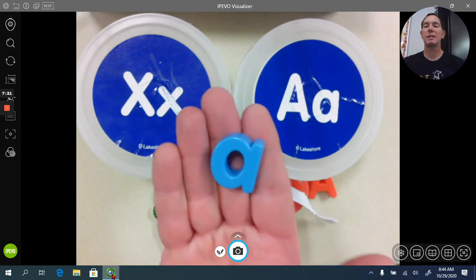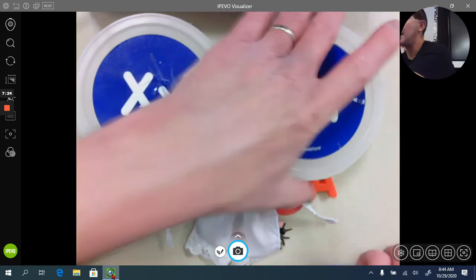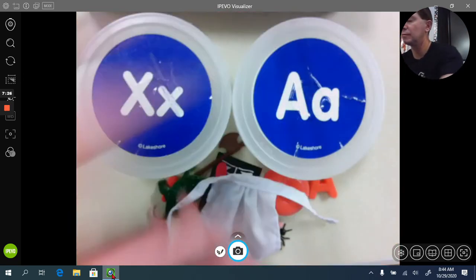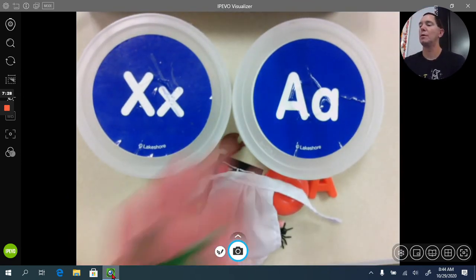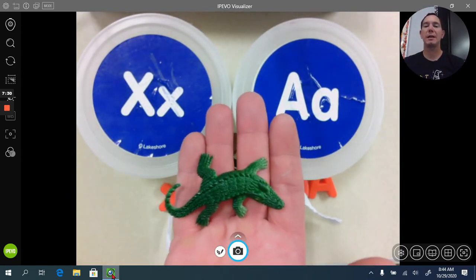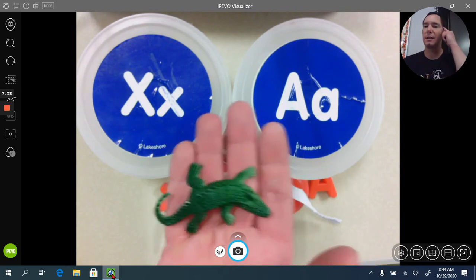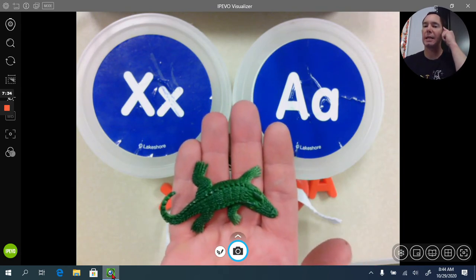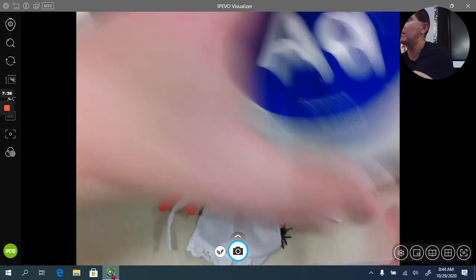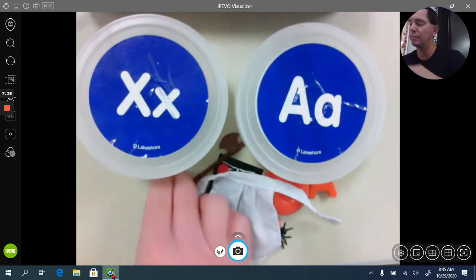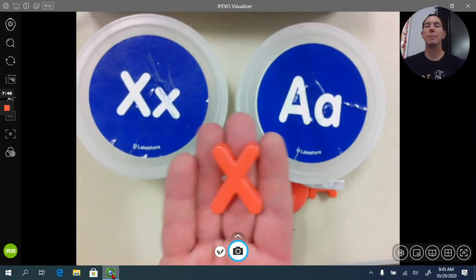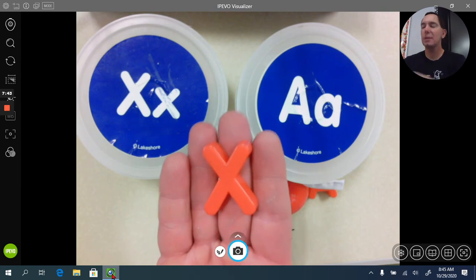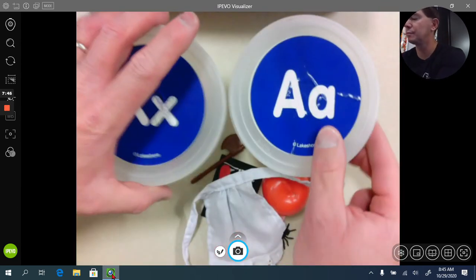Where does lowercase a go? In the A tub. Which tub does the alligator go in? Think. Alligator. It has a short A sound, so it goes in the A tub. Which tub does uppercase X go in? It goes in the X tub.